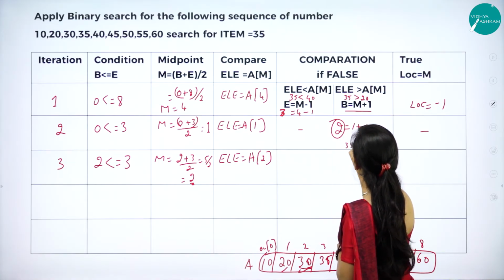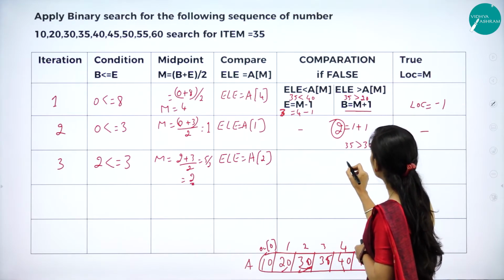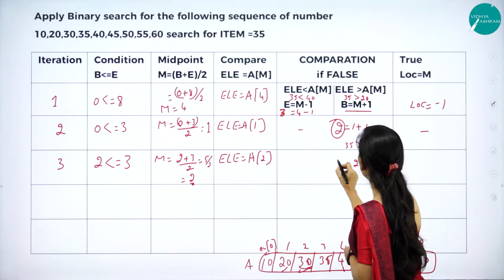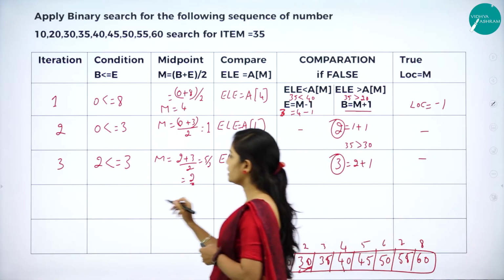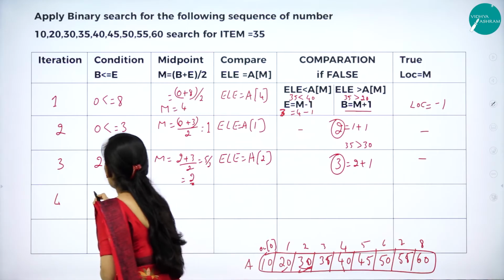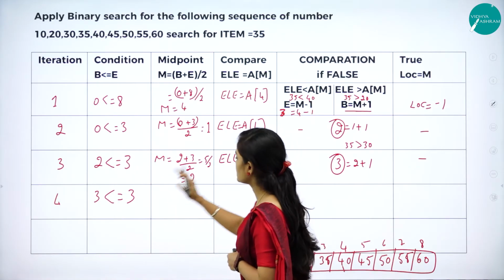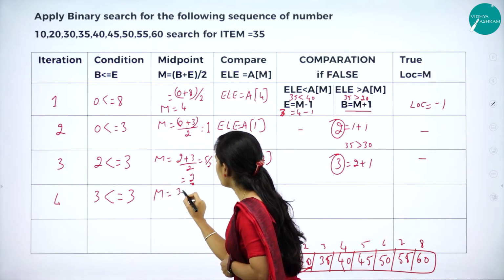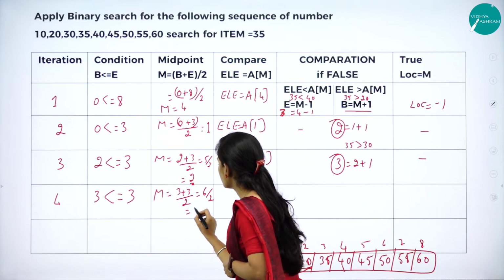35 is greater than 30. So you have to reset this again. M means it is 2. 2 plus 1 will get B value is 3. This will remain same. And in the fourth iteration, what is the B value? B value is 3, less than or equal to E value, which remains same, that is 3 only. So find the mid value. 3 plus 3 by 2, you will get 6 by 2, that is 3.